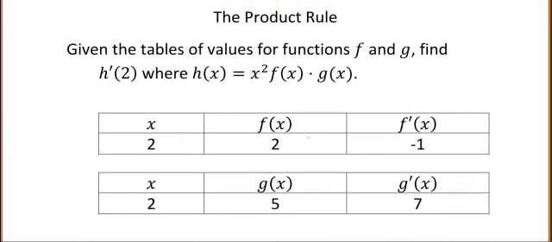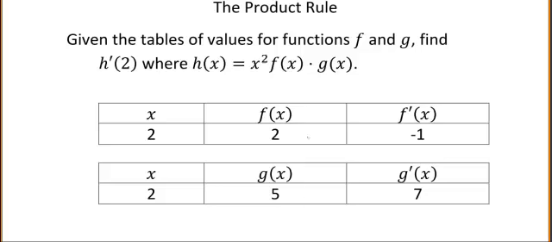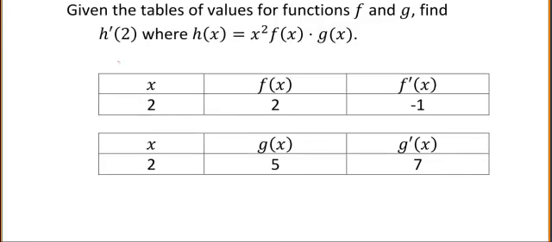All right, but now let's take a look at this example. Suppose that h of x is x squared times f of x times g of x, and we'd like to find h prime of 2. Well, since h of x is the product of three functions, x squared times f of x times g of x, to take the derivative of h of x, we'll make three copies.